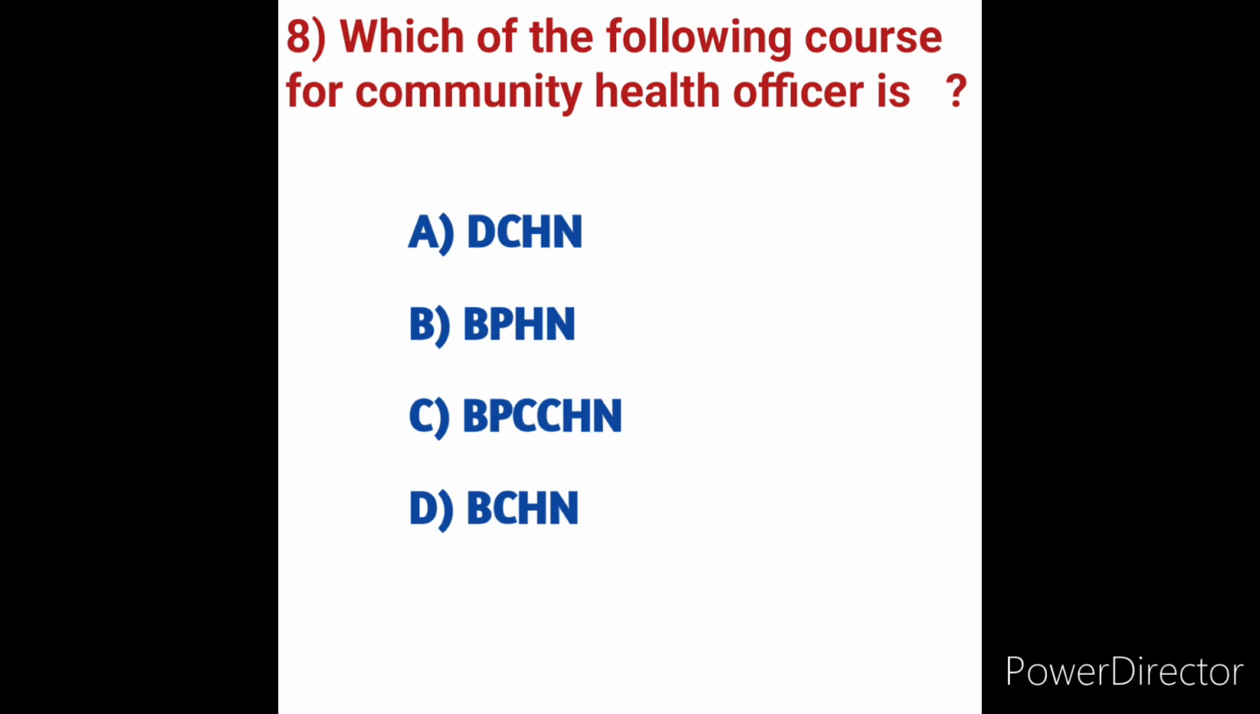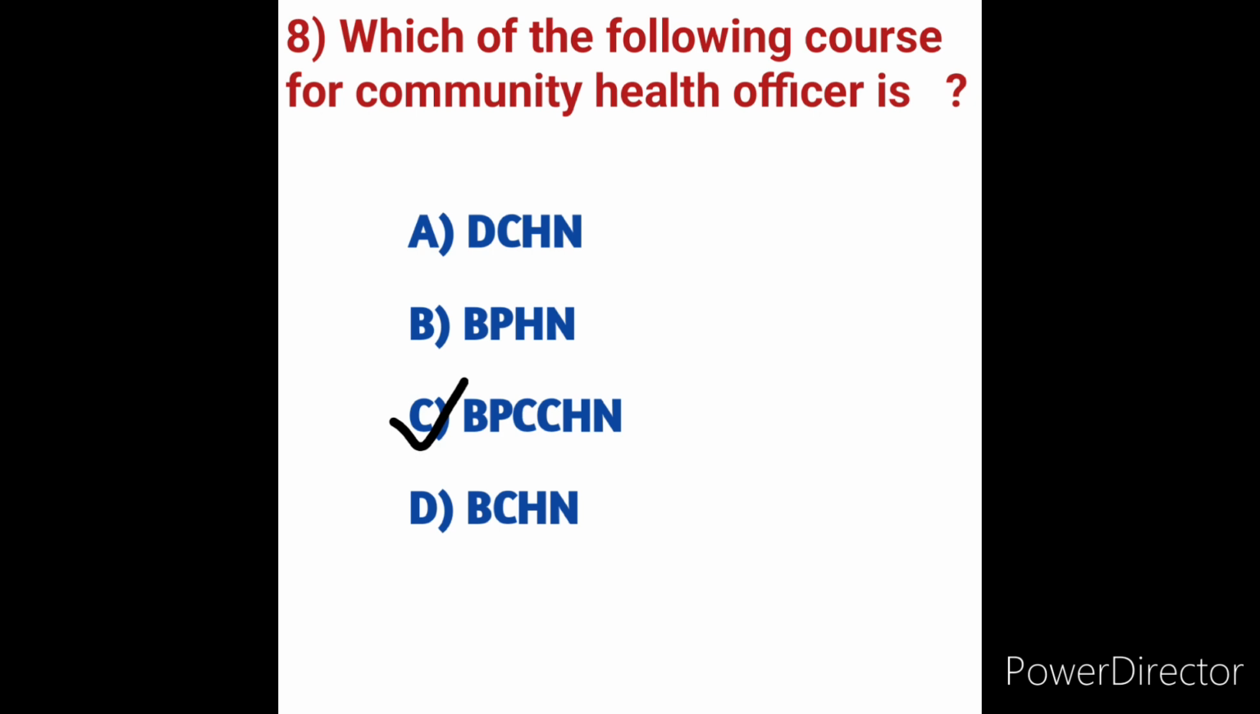Next option C, BPCCHN. BPCCHN means Bridge Course Program on Certificate in Community Health Nursing. Means here option C is the correct answer. Bridge Course Program on Certificate in Community Health for the officers. So here option C is the correct answer. The course of community health officer is BPCCHN, Bridge Course Program on Certificate in Community Health.